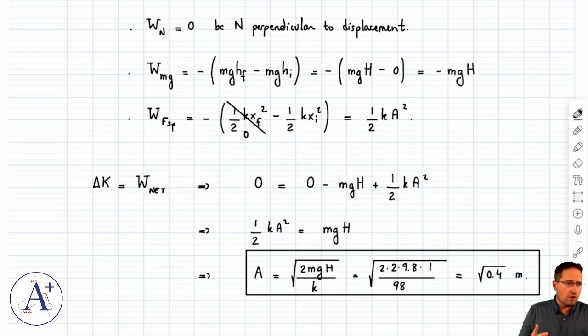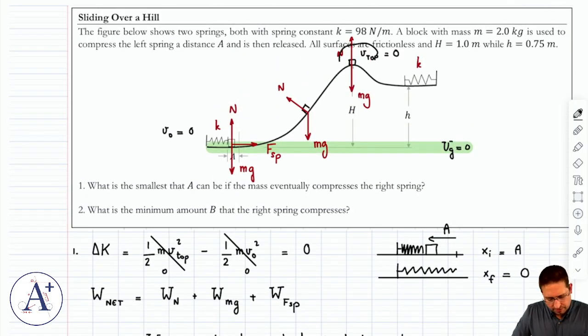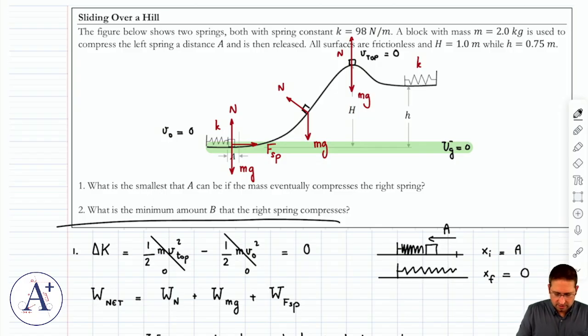Okay. And so that's the smallest amount that you'd have to compress the spring to get this up here, and then it would just, under its own weight, fall and compress the spring on the right. And if you had an amount of compression greater than that, of course, then you would reach the top with a non-zero speed, and you would end up compressing this spring more. Fair enough. And by the way, the minimum amount that the spring compresses, we're going to find right after this.